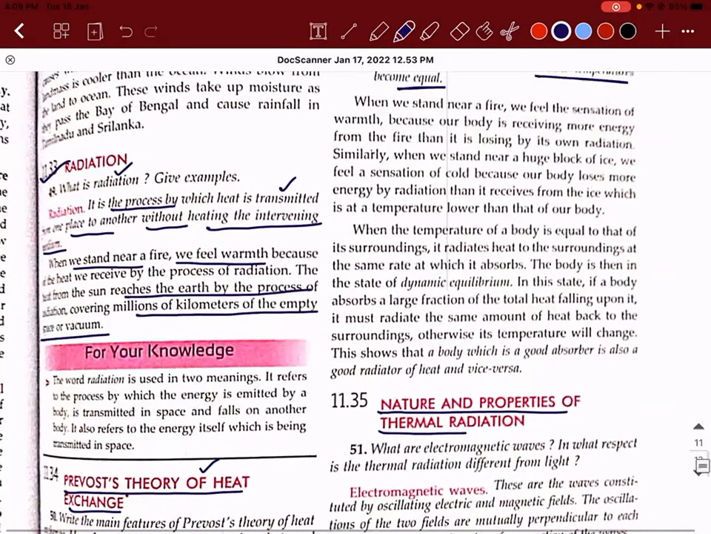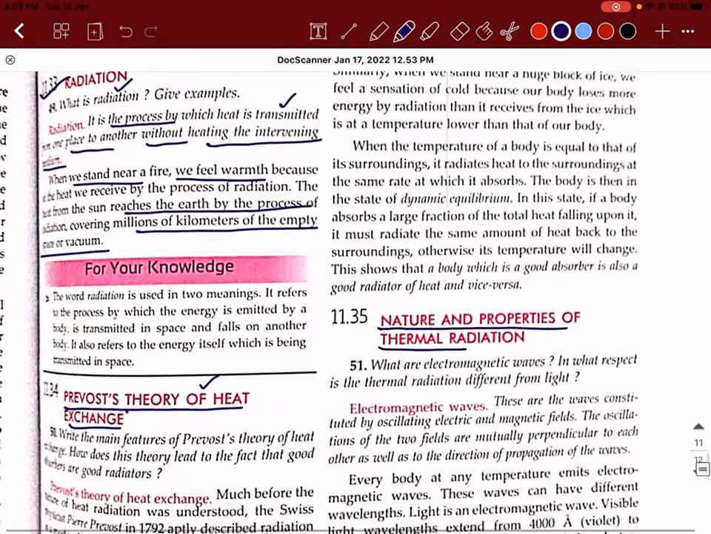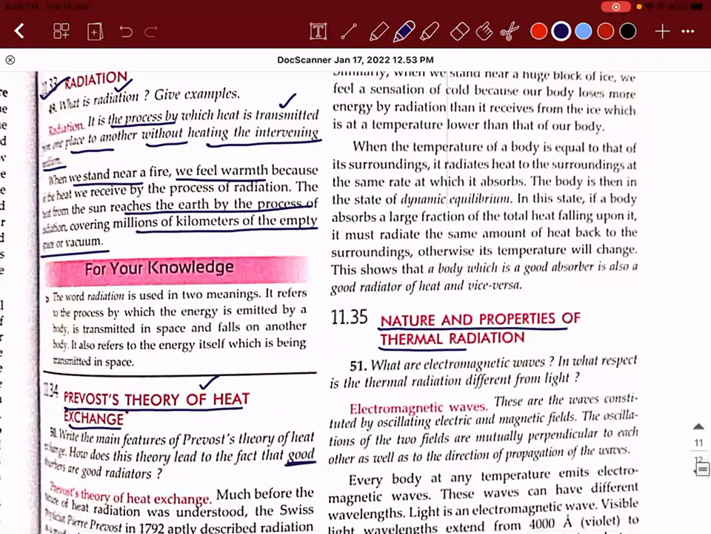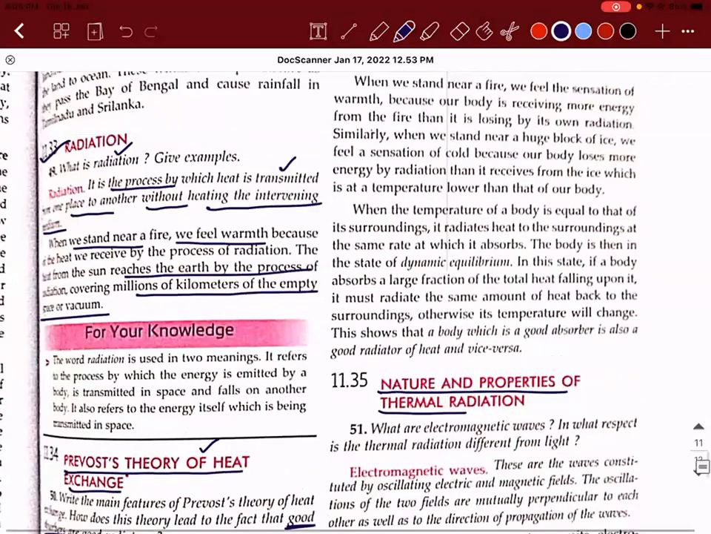So I need to explain this also, because this theory mainly speaks about the fact that good absorbers are good radiators. So if a material is able to absorb a good amount of heat, then they are trying to say that it can release a good amount of heat also. So when the temperature of an object is equal to its surroundings, it radiates heat to the surroundings at the same rate at which it absorbs. Okay, then this kind of a state is said to be in dynamic equilibrium.